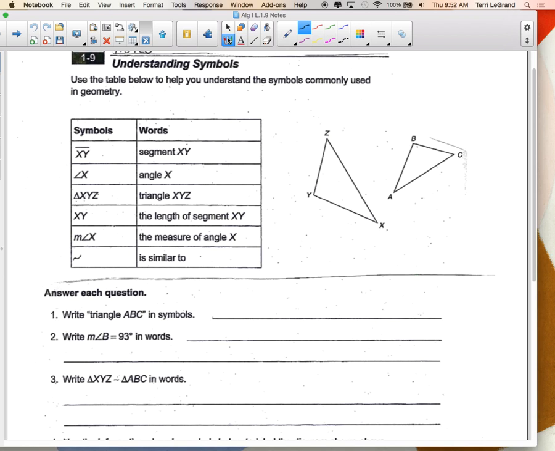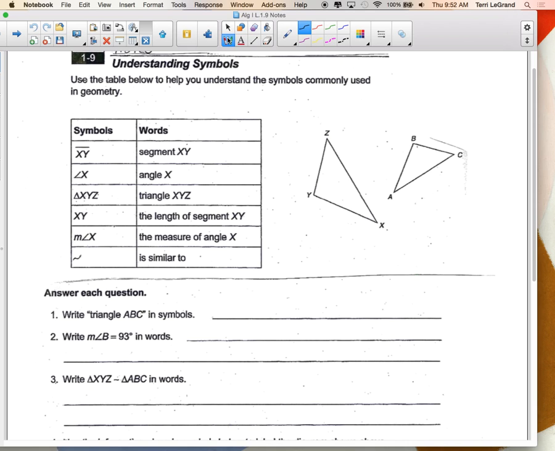So just take a quick look through that table. I'm not going to read through all of those. Are any of those unfamiliar to you and you need to ask any questions about? Anybody have any questions?